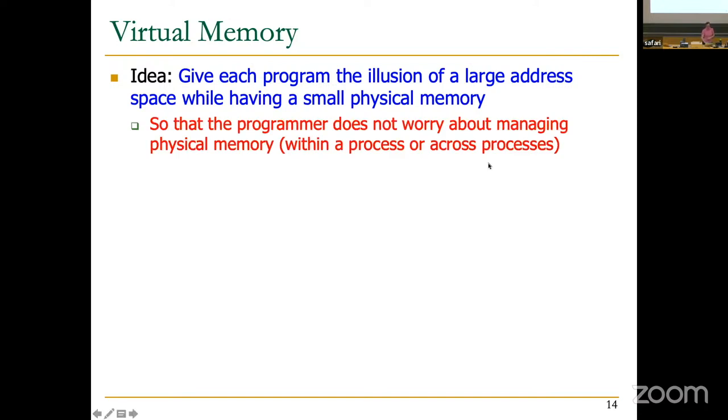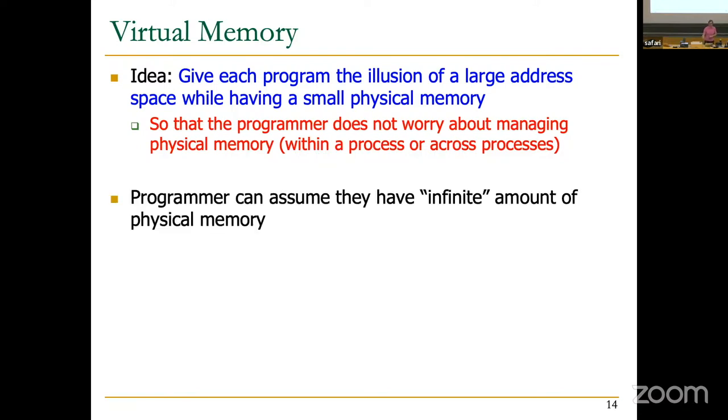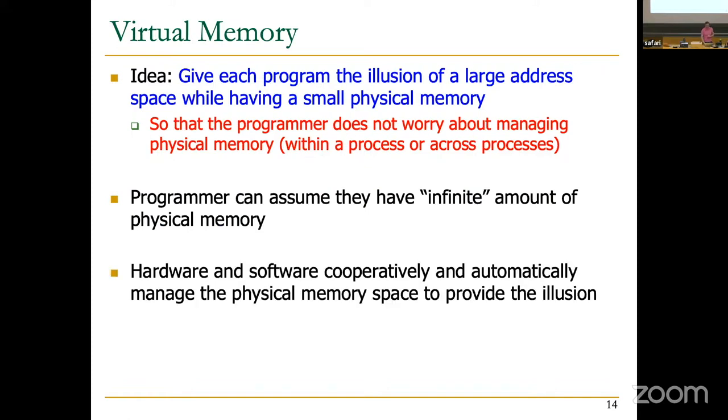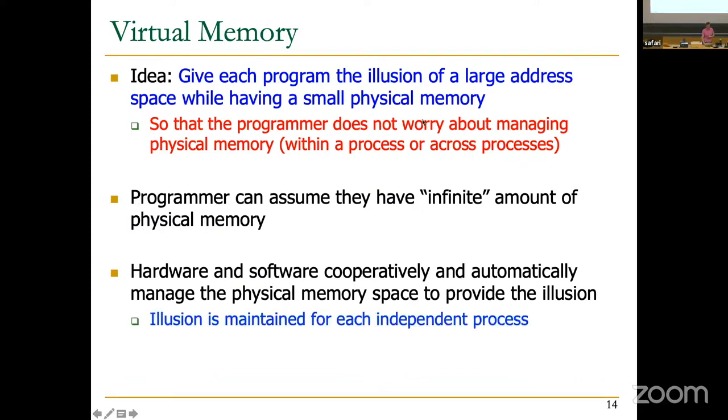But the programmer does not worry about managing physical memory within a process or across processes, essentially. Programmer can assume they have an infinite amount of physical memory. Hardware and software cooperatively and automatically manage the physical memory to provide the illusion that we want. And the illusion is maintained for each independent process. I have to emphasize this. Virtual memory is not a system level thing, it's a process level thing. Each process has its own virtual memory.